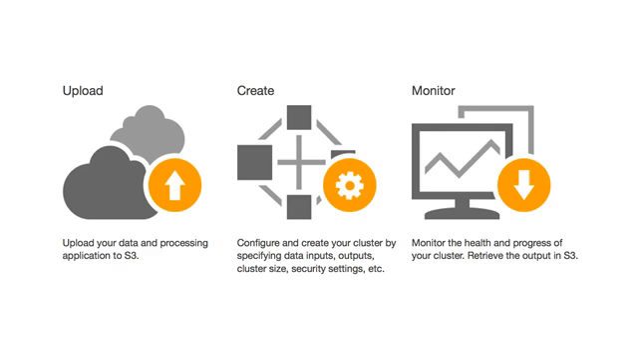The first thing to do is get your data and your processing application and upload that to S3 for storage. You can use the other storage methods that we've talked about, but S3 is probably the de facto that you're going to start with. You're then going to create your cluster using either the console or the CLI, and you're going to specify things like data inputs and outputs, the parameters of your cluster, the security settings that you want, etc. And then, whilst your job's running, you can monitor the health and progress of your cluster, and you'll be able to retrieve the output from S3 when your cluster's completed.